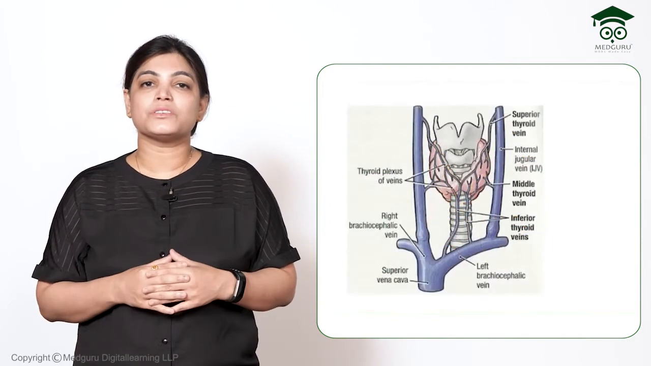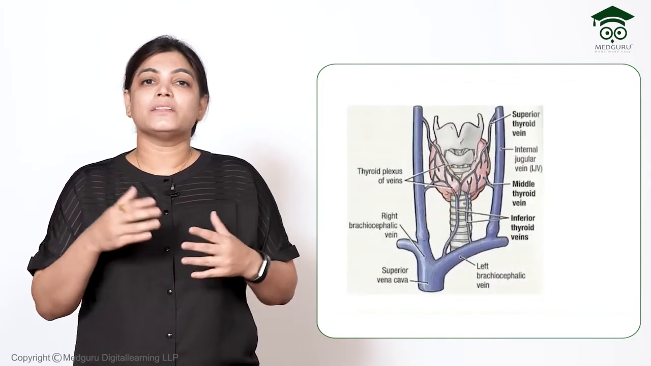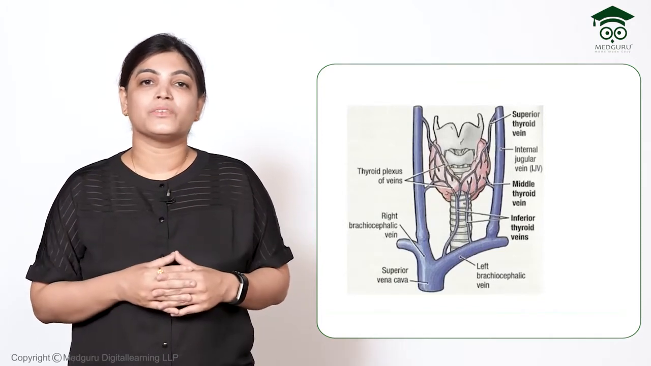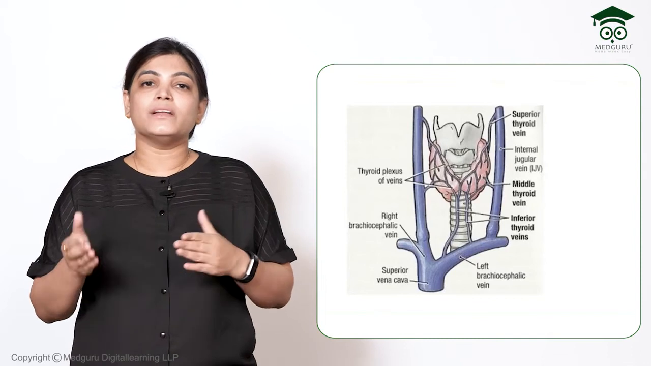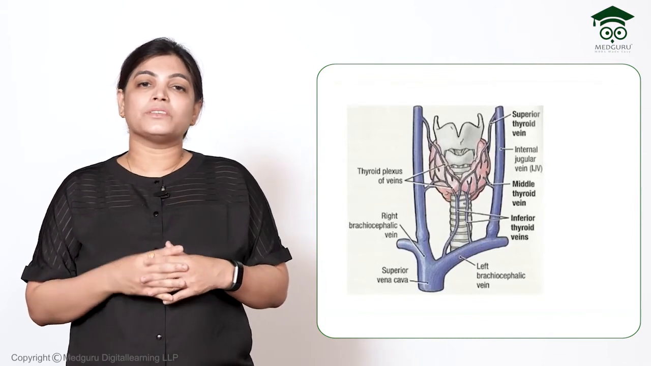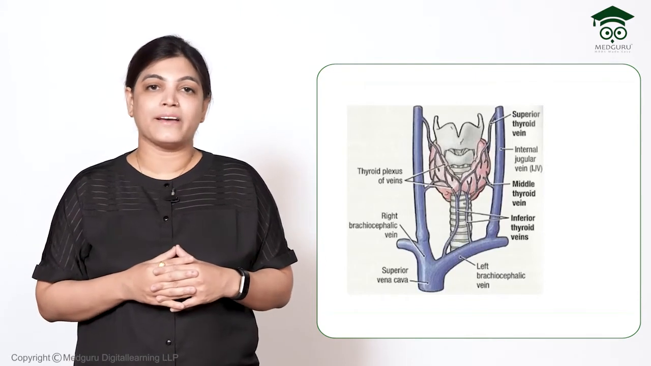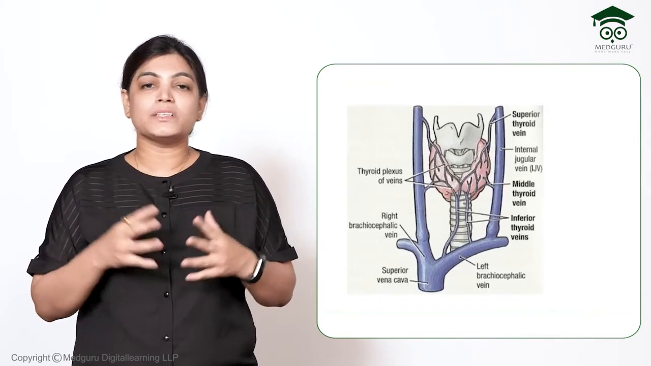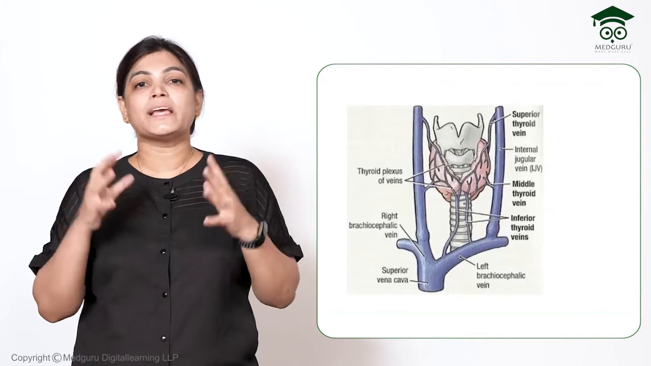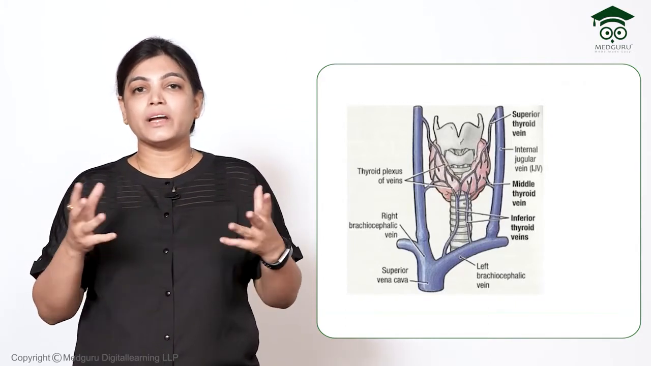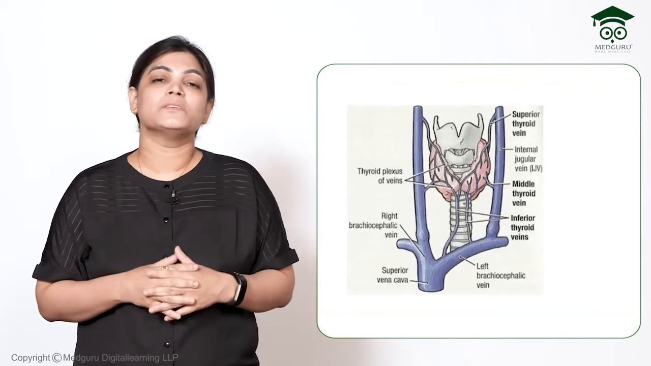Now coming to the relations of the base, we have seen that the inferior thyroid artery is related in close association with the recurrent laryngeal nerve. So while ligating the inferior thyroid artery towards the base, care should be taken not to injure the recurrent laryngeal nerve. So this is an important relation which should always be kept in mind while removing the thyroid gland in thyroidectomy operation, which is done for tumors.